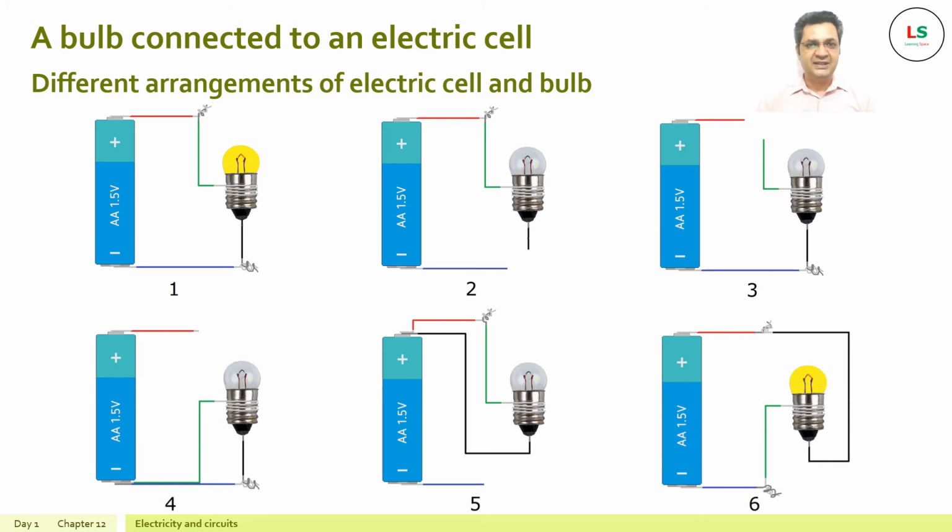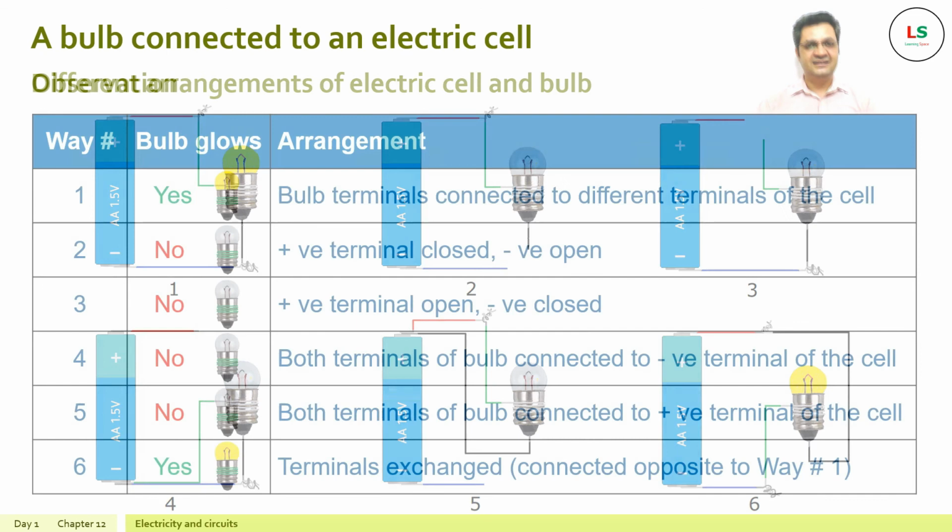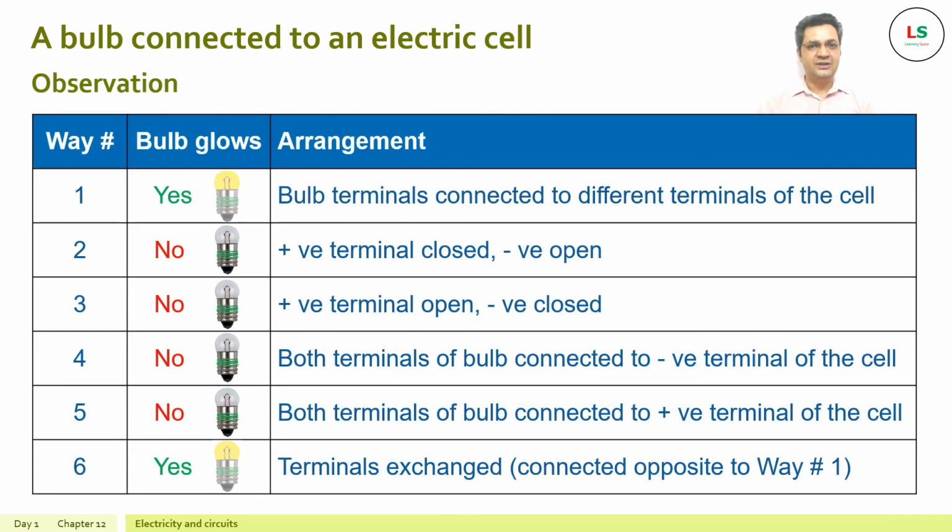In the last arrangement, the metal case is connected to the negative terminal of the cell, whereas the base is connected to the positive terminal of the cell. The bulb glows. Here we have an observation table for all the 6 arrangements. The bulb glows only in the first and the 6th arrangement, wherein the bulb terminals are connected to different terminals of the cell. The bulb does not glow if one of the terminals is closed and the other is open, and if both the terminals of the bulb are connected to either the negative or positive terminal of the cell.